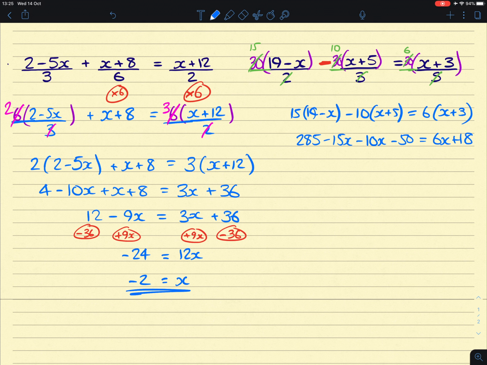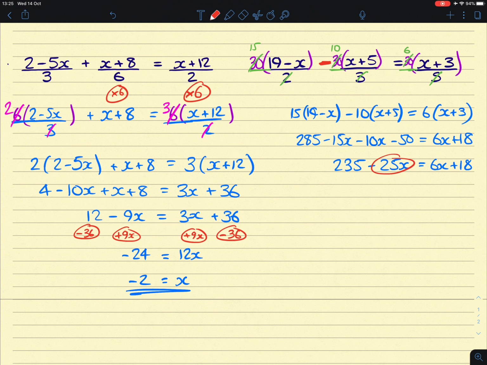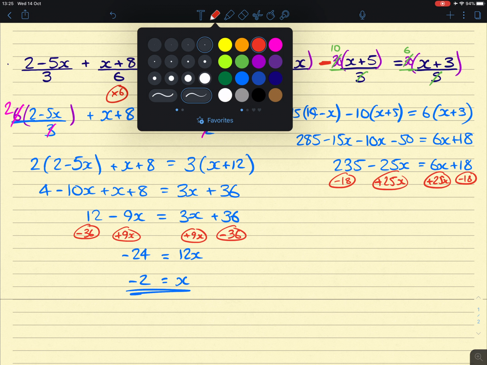Tidying stuff up on the left-hand side, we will end up with 235, take away 25x, equals 6x plus 18. Then we have more x's on the right, so we want to get rid of this minus 25x. We're going to add 25x to both sides. While we're at it, because we want the letters on the right, we want to get rid of that plus 18 and get the numbers on the left. So we're going to take away 18 from both sides there.